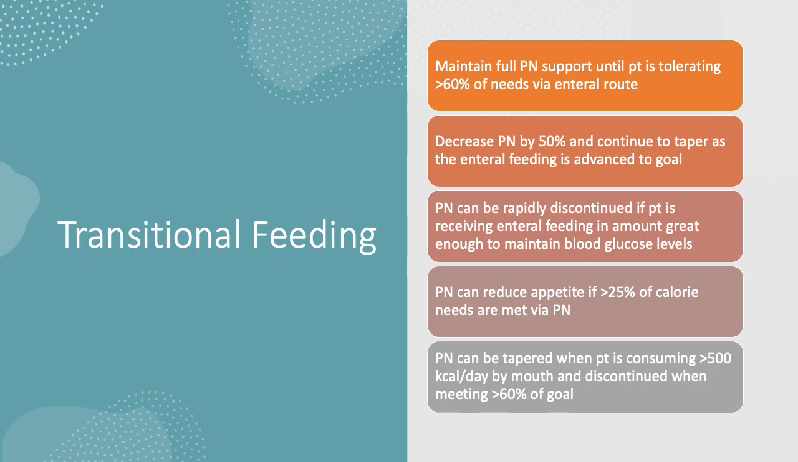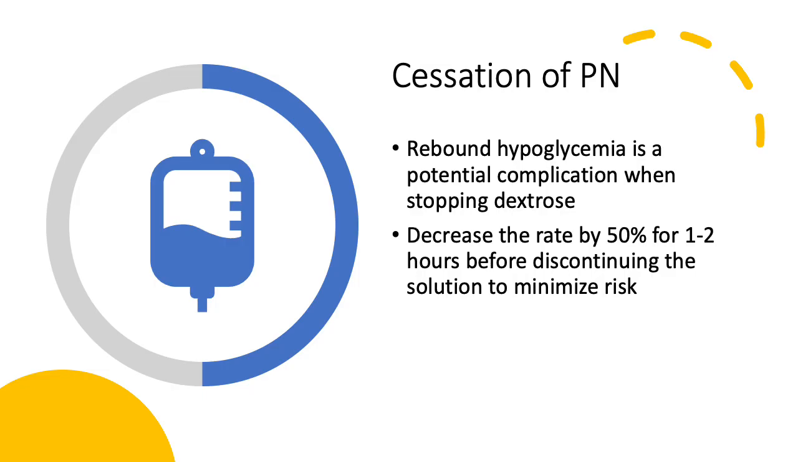So PN can reduce appetite if greater than 25% of the calorie needs are met via PN, so that's something to consider if we're transitioning from PN to oral feeds. And then PN can be tapered when the patient is consuming greater than 500 calories per day by mouth and discontinued when we're meeting greater than 60% of our goal calorie needs. So rebound hypoglycemia is a potential complication when we're stopping the TPN or the infusion of dextrose. We want to avoid it by decreasing the rate by 50% for 1 to 2 hours before discontinuing the solution to help minimize the risk.